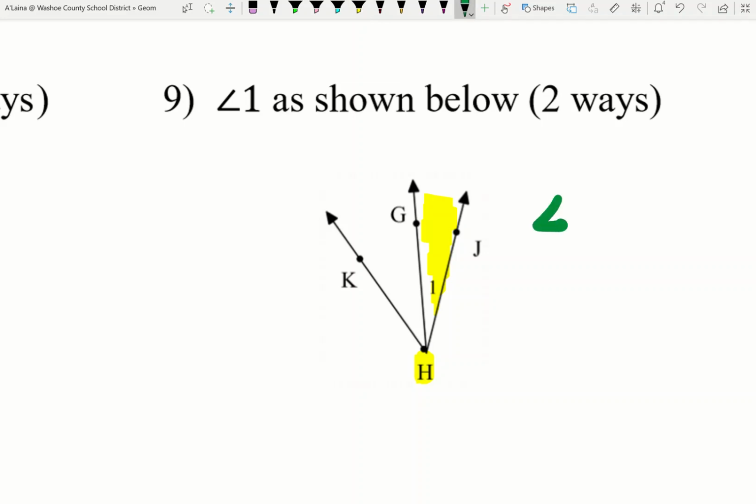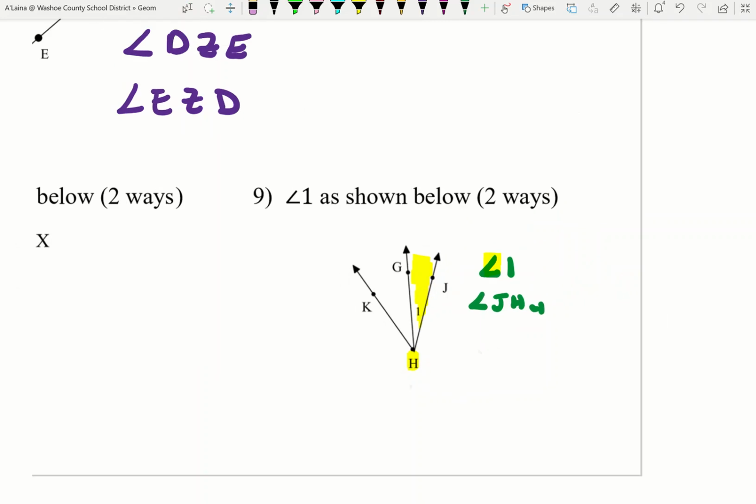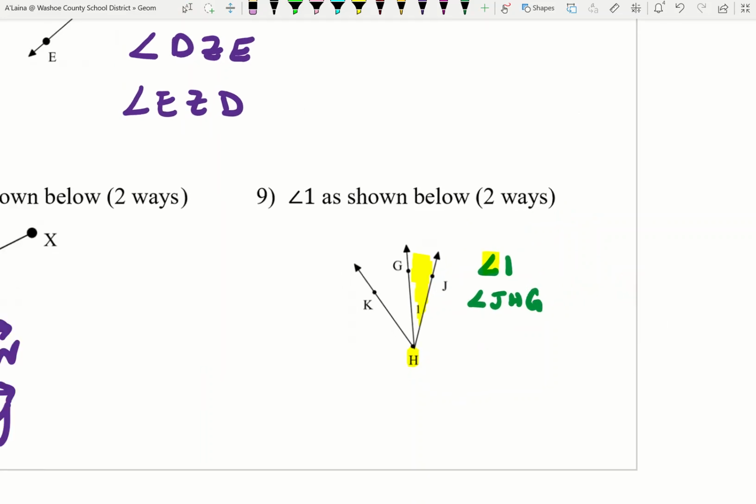I could call it angle 1. I must still have the angle symbol. And then I could use 3 letters, making sure that H is the middle letter since H is the vertex. So angle JHG, pardon me, angle JHG. And then I can also switch that order, keeping H in the middle, angle GHJ.